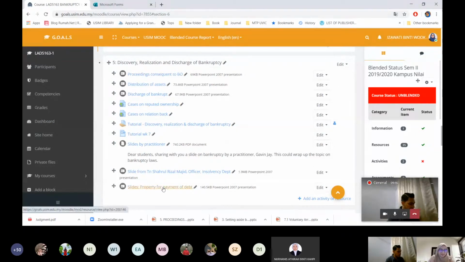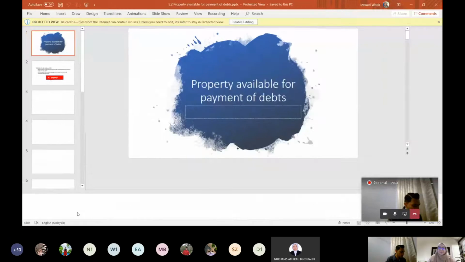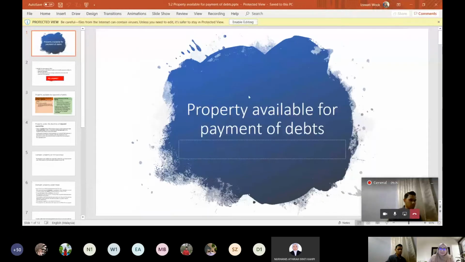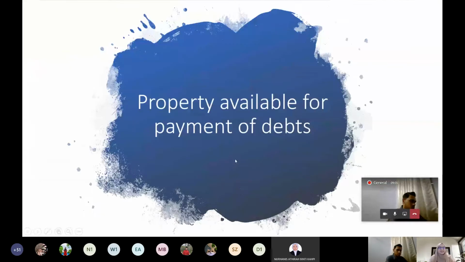Okay, saya share the slides here. Kita tengok slides ni, which you will be able to refer later. Okay, so this is the content of the slides. Kita ada 12 slides today. Saya besarkan lah ya. Okay. So remember when a bankruptcy order, this is the process basically consequent to bankruptcy order being made against a debtor.